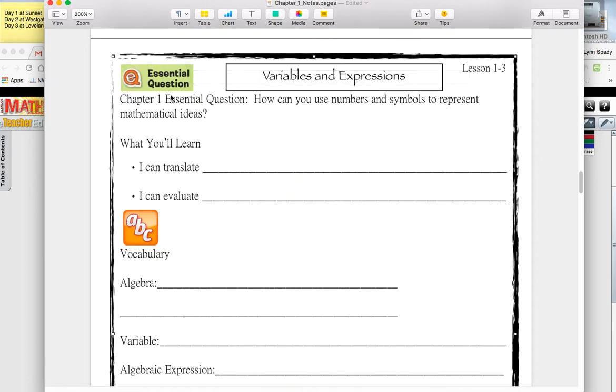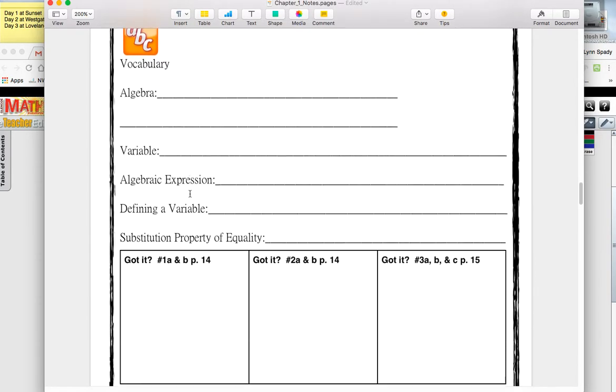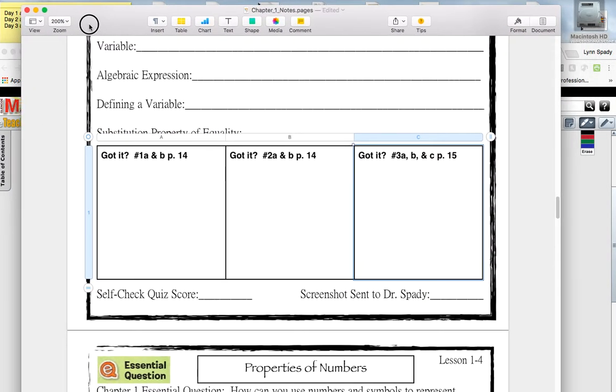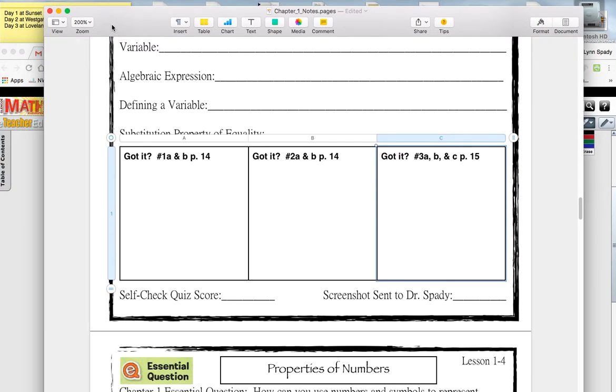So here we are on your note sheet, variables and expressions, lesson 1-3, your 2 I can statements, and then your vocabulary words. We're going to look through a couple of problems that I'd like for you to work out here in these boxes down here. And you can also take notes on any other problems that you want to work out with me when we meet face to face.